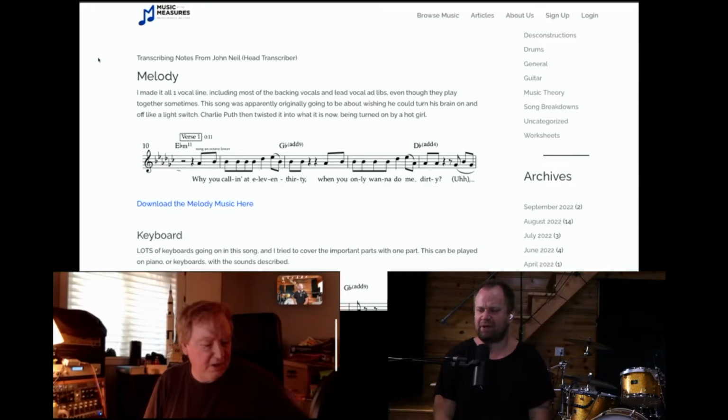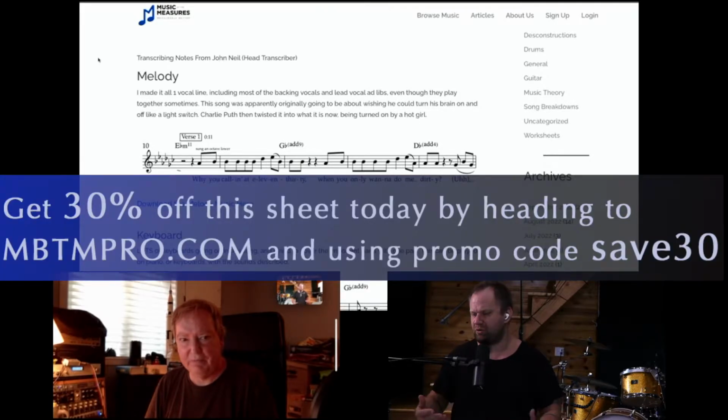So we're going to be talking about your song breakdown on Charlie Puth's Light Switch. The first thing is, we do these in order, so we're looking at the melody first. What kind of interesting tidbits do you have about the melody?